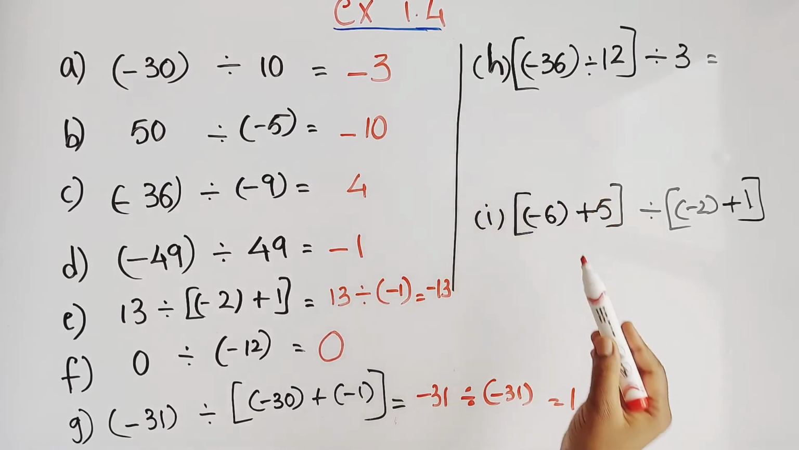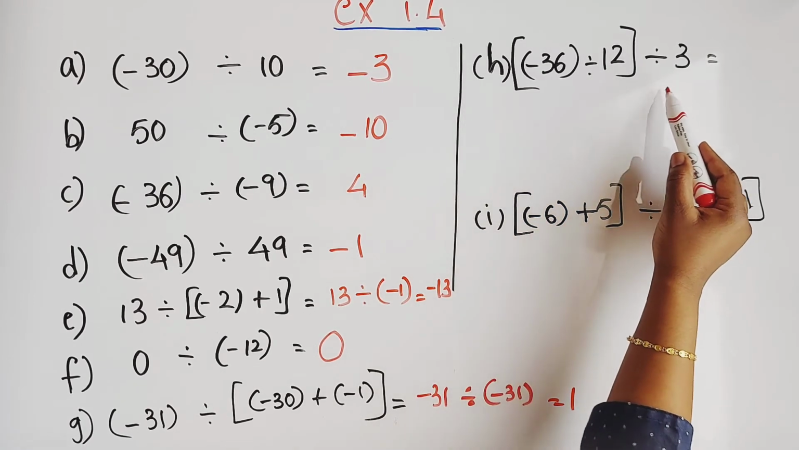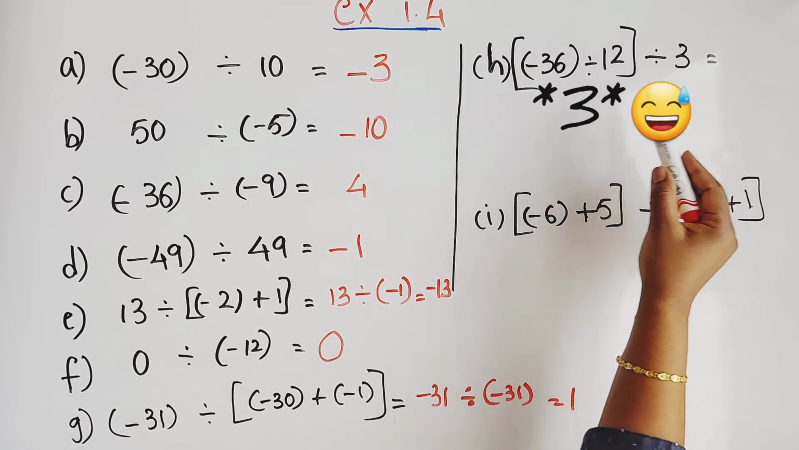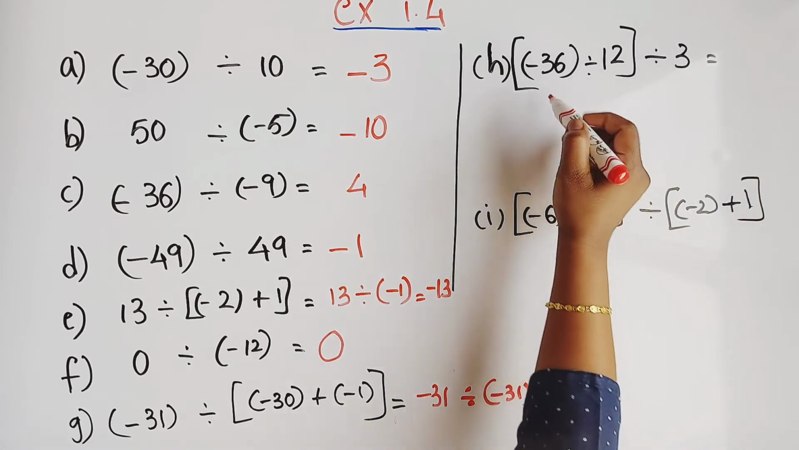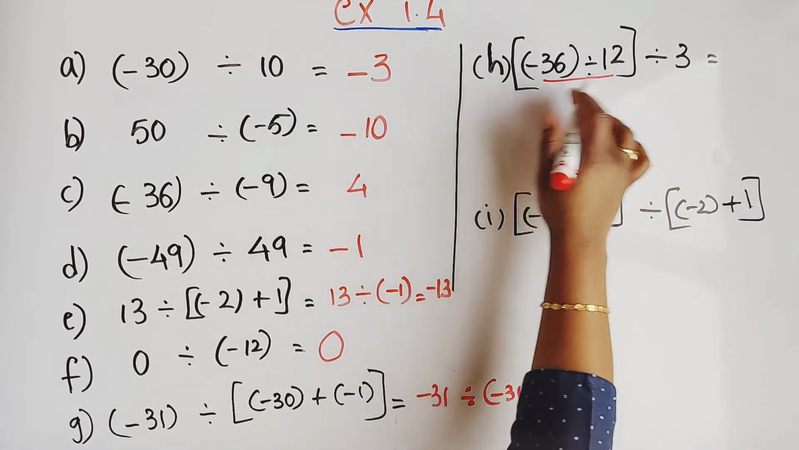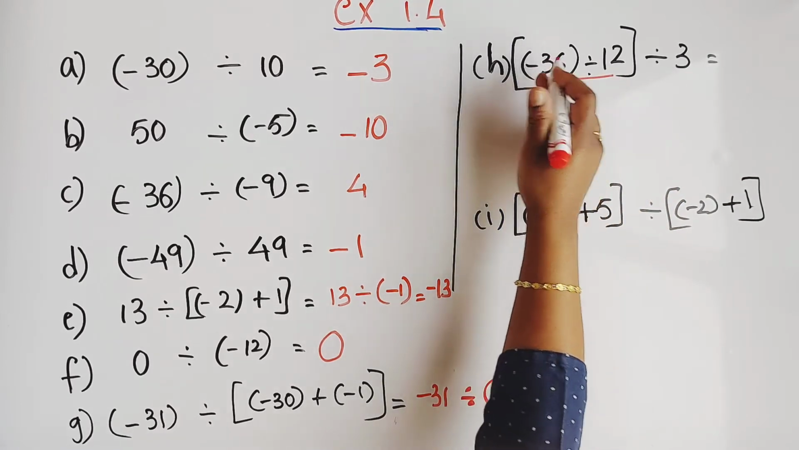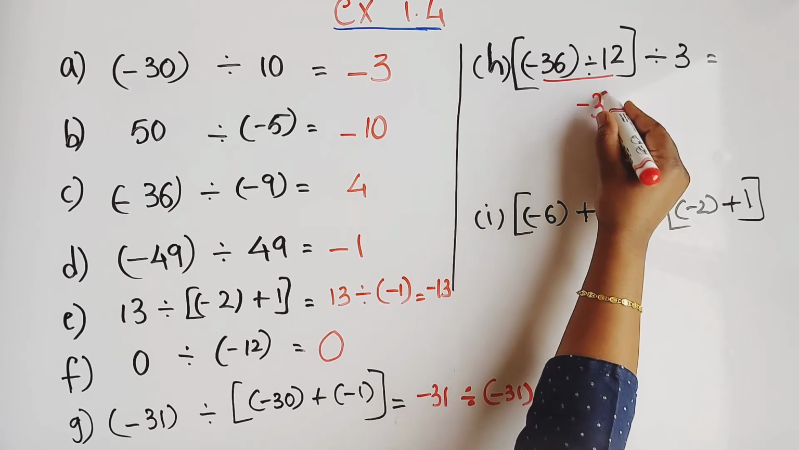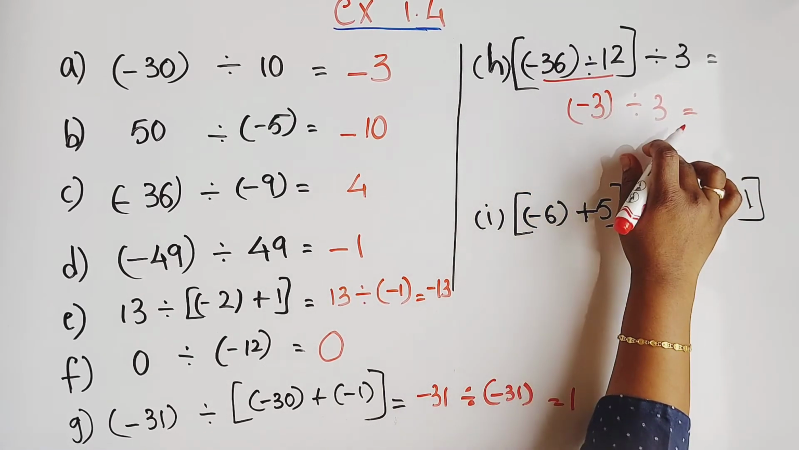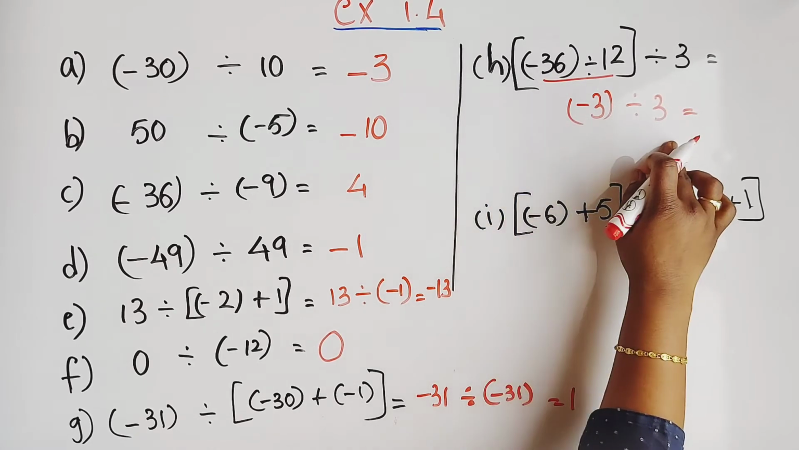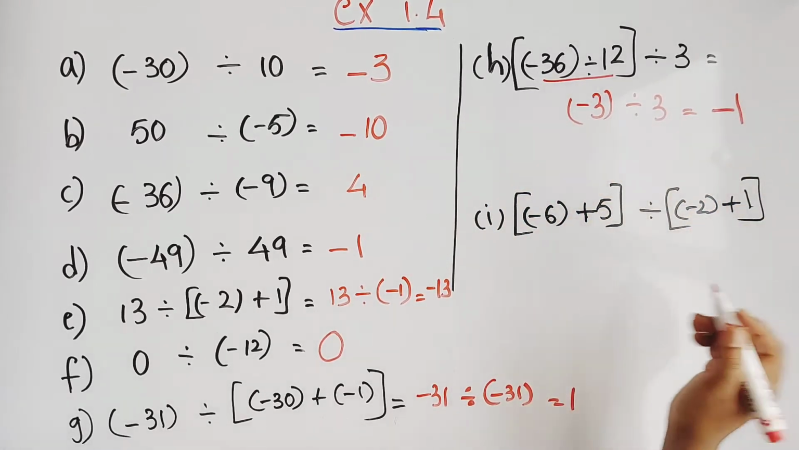Now question H. Minus 36 divided by 12 divided by 13, children. So first we have to do this division. After that this one. First we will see this one. Minus 36 divided by 12. 12 3s are 36. Minus 3 divided by 3. One negative and one positive number. 3 ones are 3. It is minus 1.